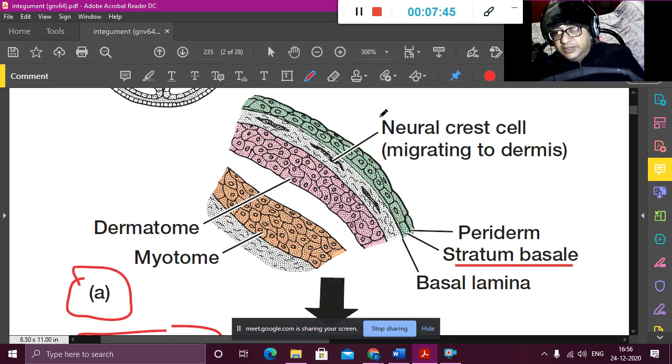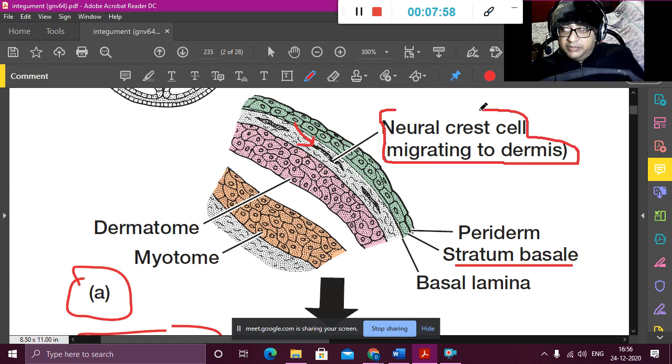You have neural, these are the neural crest cells here. They are migrating to the dermis. Dermis is below, they are migrating below. This layer here, this is the stratum basal.